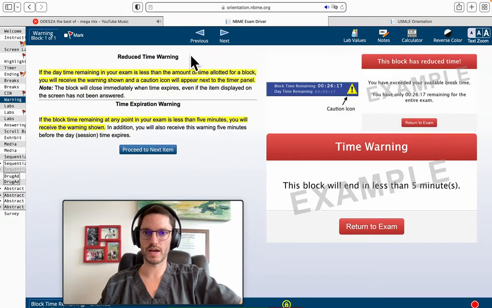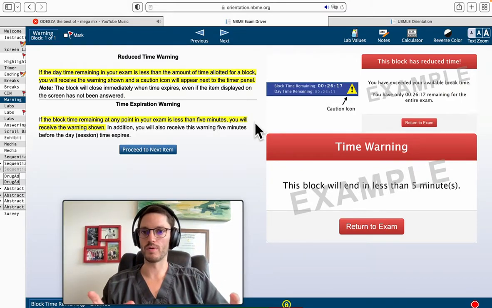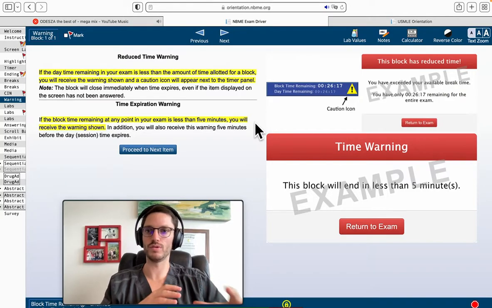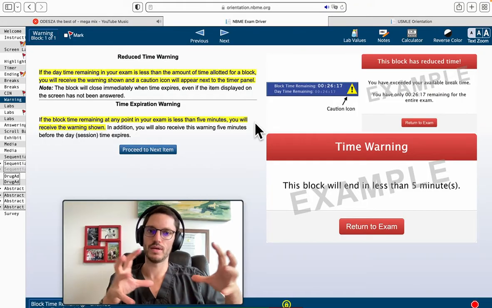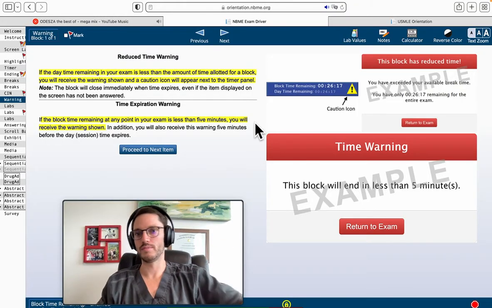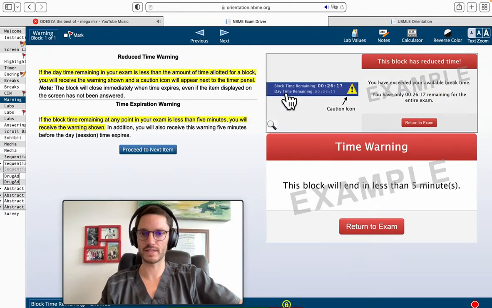Then, reduced time warning. I've never seen this. This is in case you are starting a block without the allotted one hour. That would be because you are taking way too long breaks and you are making your blocks shorter and shorter. But yeah, I would recommend you use your time wisely and practice a lot.